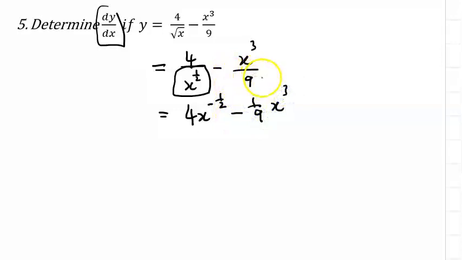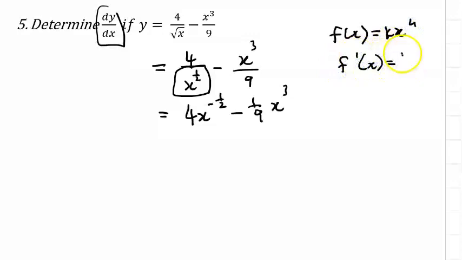Now this is important because remember every term has to be in the form f of x equals kx to the n before we can find the derivative f prime x equals k times n times x to the n minus 1. So remember that my goal at first is to make every term kx to the n. Then it becomes easy for me.